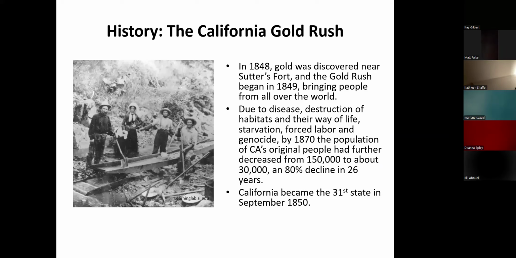And then another big change came along in 1848 when gold was discovered, which of course brought people from all over the world. So due to disease, destruction of their habitat and way of life, starvation, forced labor, and genocide, by 1870 the original people population had further decreased from 150,000 to about 30,000 in just 26 years. California became the 31st state in 1850.